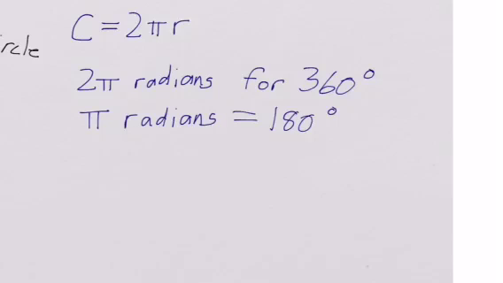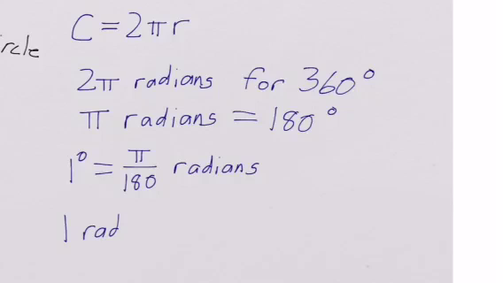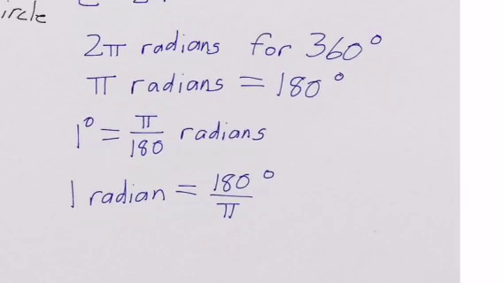So the two ideas that are going to be most useful for us are: 1 degree is equal to pi over 180 radians, or 1 radian is equal to 180 over pi degrees. So we can use these two factors to convert back and forth.